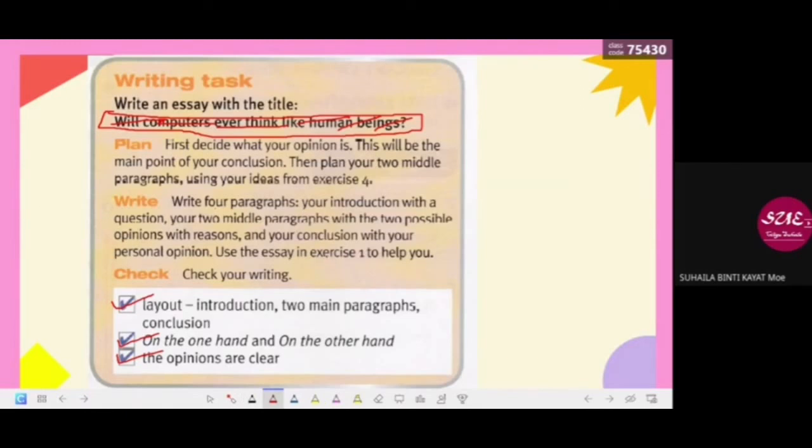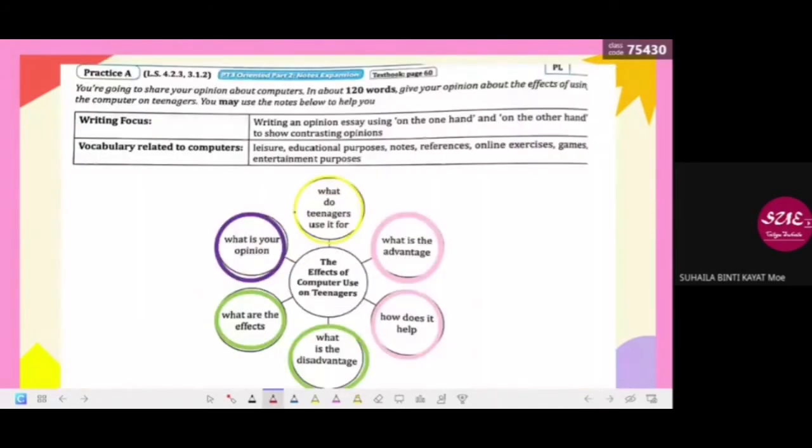Okay, meaning that, for this one, you have to plan. Yeah, plan your 2 middle paragraphs, but in the question that I will give you, points are already given. What you have to do is you have to organize. Alright, let's look at the question. Alright, this is your question. Let's look at it. Okay, here, from here ya, atas.